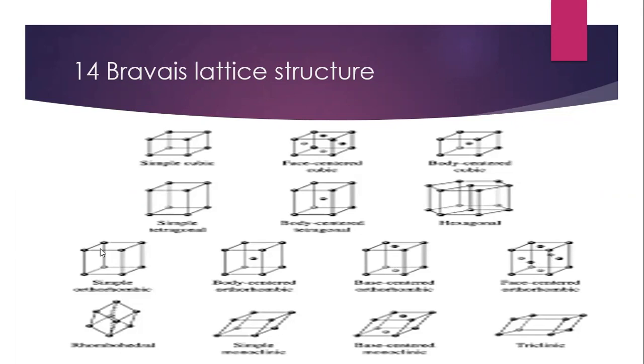Here all the three edges are different. If the A is not equal to B, is not equal to C, but all the three edges are perpendicular to each other, so I can say alpha beta gamma is equal to 90 degree. Same here, one atom came at the center, so it new types, A is not equal to B is not equal to C, yes, and this is the end center.